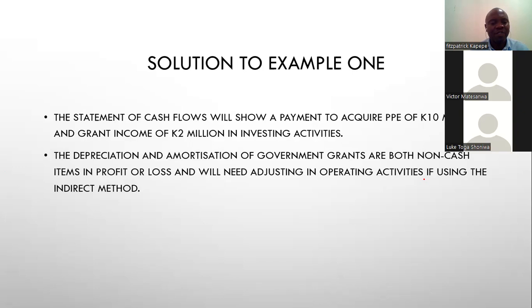The depreciation and amortization of government grants are both non-cash items in profit or loss and will need adjusting in operating activities using the indirect method. Yes, because you have already taken care of that 10 million that has come in as cash, in the balance sheet under cash. So all this amortization is just for accounting purposes. There is no true cash movement. Therefore, any profit or loss recorded on those items shall be regarded as a non-cash item. Is it okay?